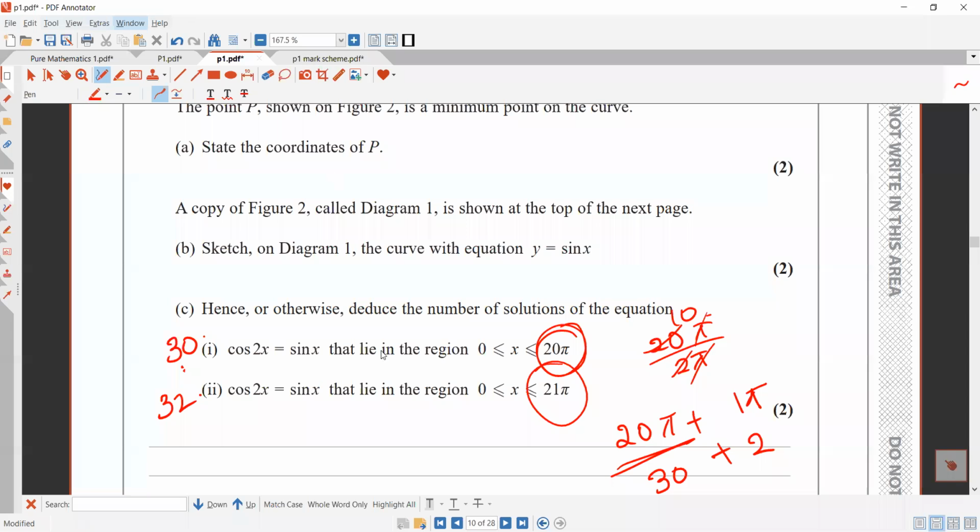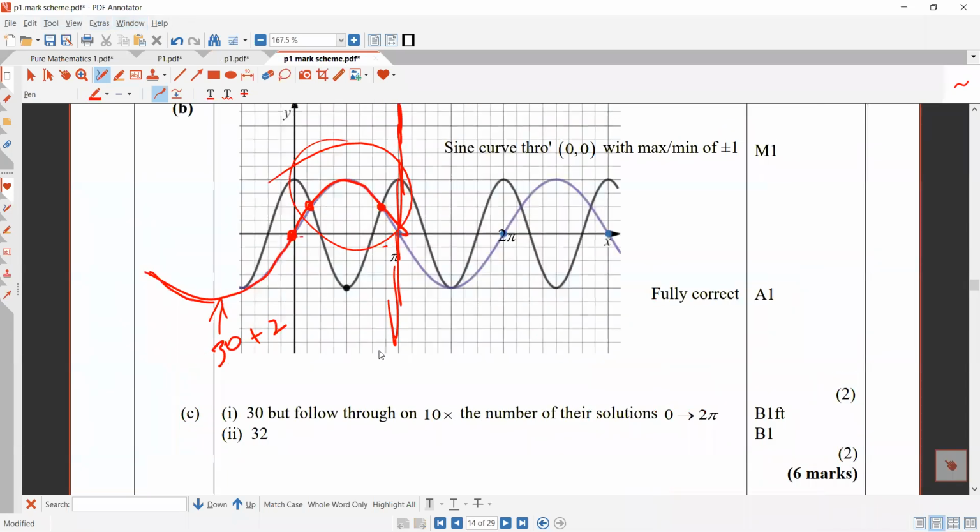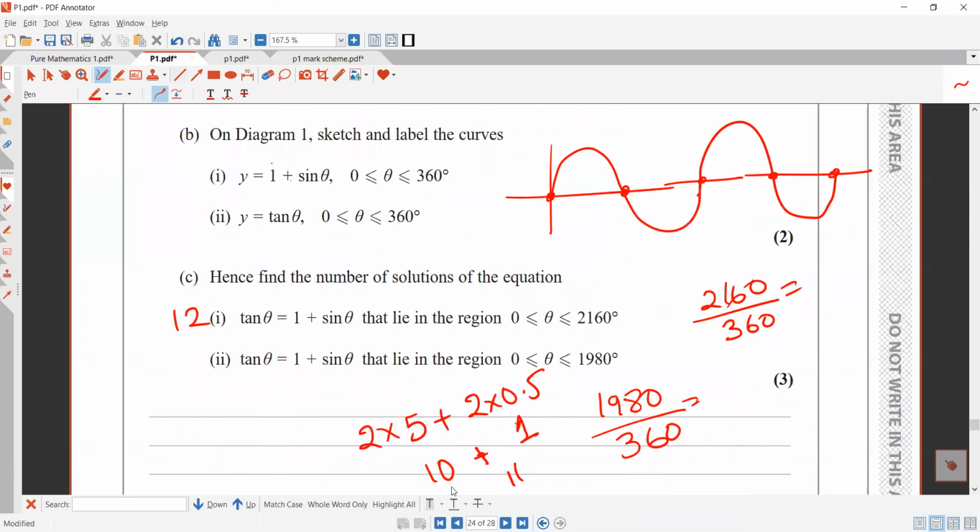Okay, then let's continue. Let's see the mark scheme. Everybody, are you guys done with this doubt or not? Tell me. Everyone. Yes. Okay, now.